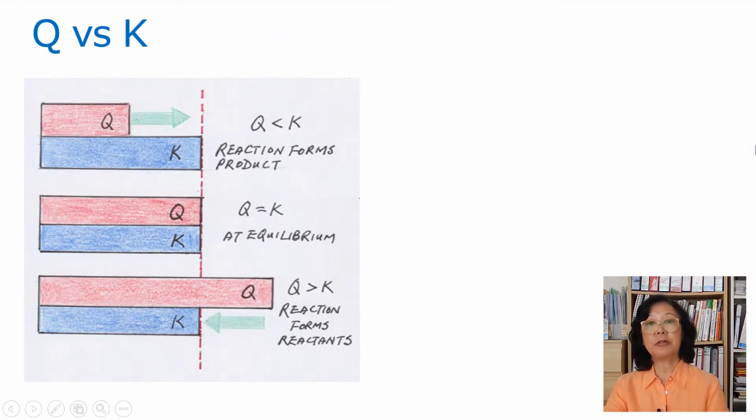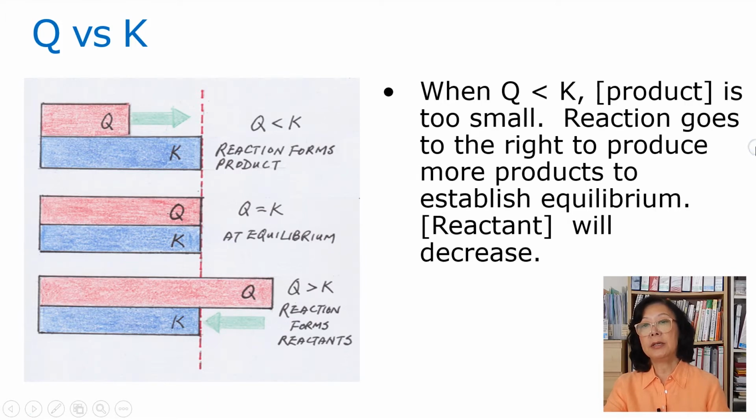So here's a diagram showing how Q is relative to K. In the first diagram on top, you see Q is smaller than K. That means the equilibrium has not been reached yet. The product concentration is way too small, so the reaction will go forward to the right to produce more products to establish equilibrium, and the reactant concentration will decrease.